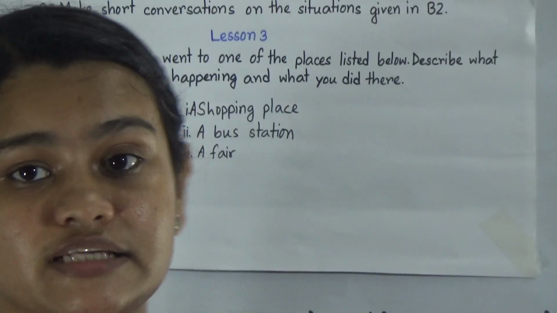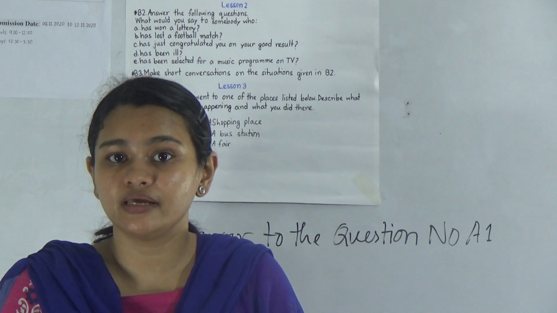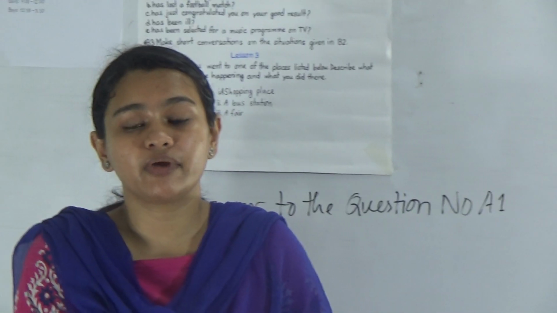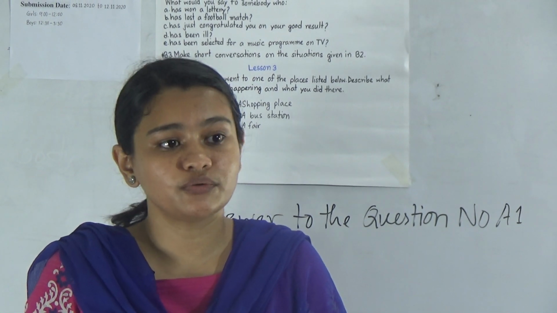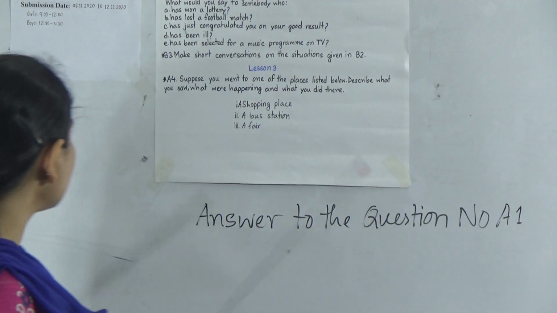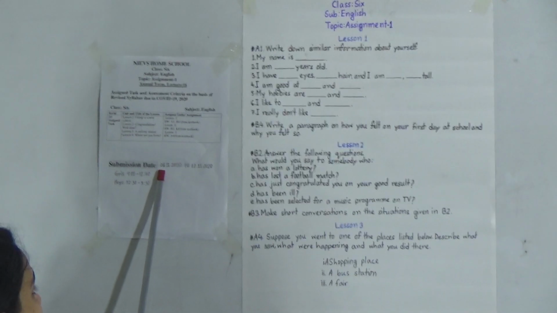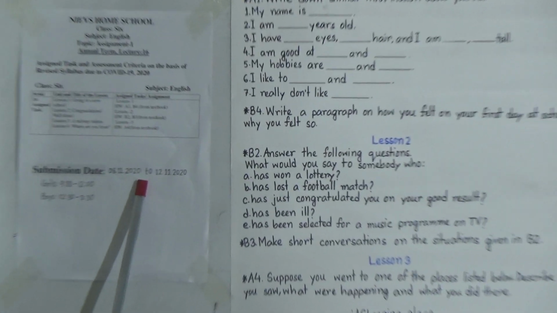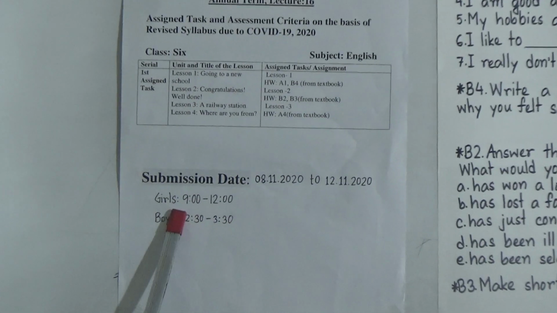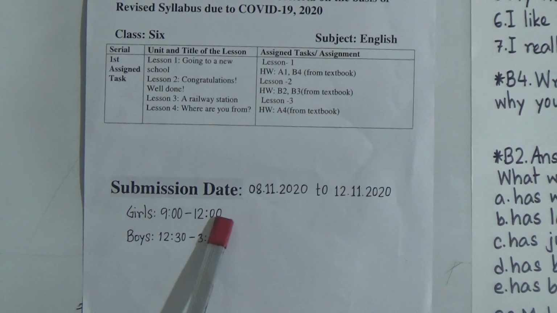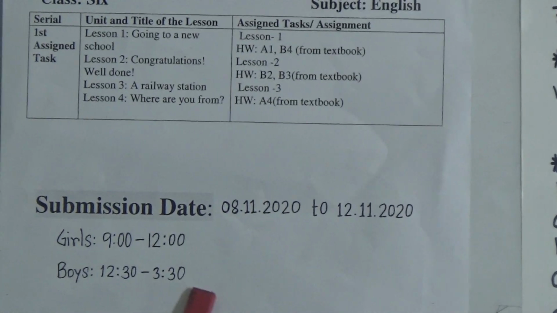So dear students, these are all about the assignment, and if you have any confusion, if you have any question, you can call me, you can call your teacher, or you can ask it in your live classes. So dear students, I want to repeat the submission date. Now look, your submission date is from 8/11/2020 to 12/11/2020, and for girls the time is from 9 am to 12 pm, and for boys the time is 12:30 pm to 3:30 pm.